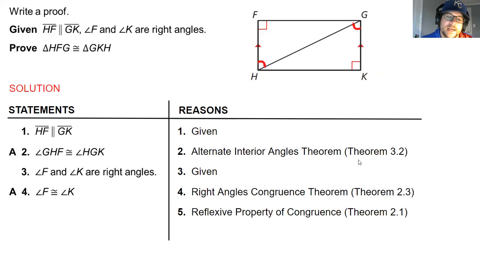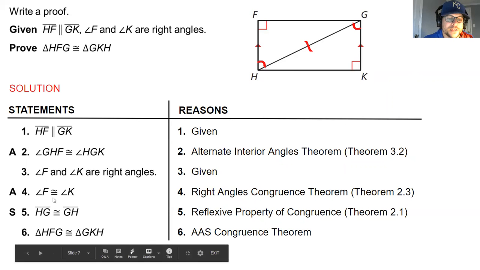And then you have that side, HG is congruent to HG based on the reflexive property. So it looks like we have two angles and a non-included side. So that would be the AAS congruence theorem. Again, for your statements, these can be in any order, but just make sure that you're paying attention to which actual congruence theorem you are using to prove your final result.